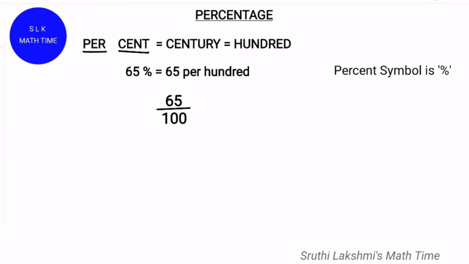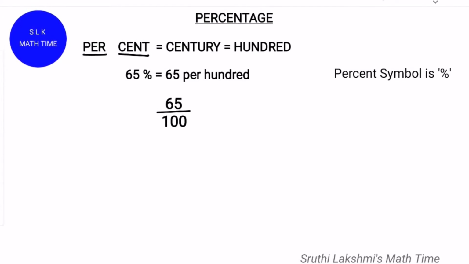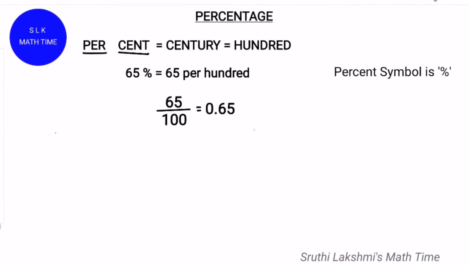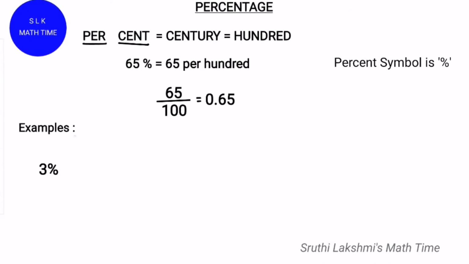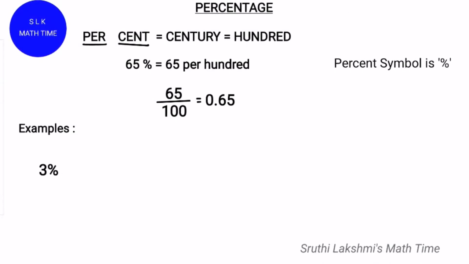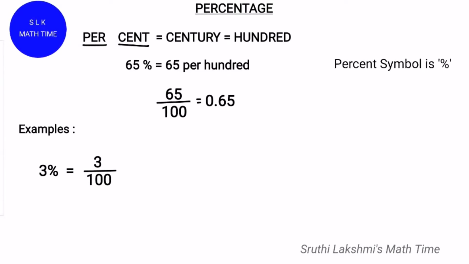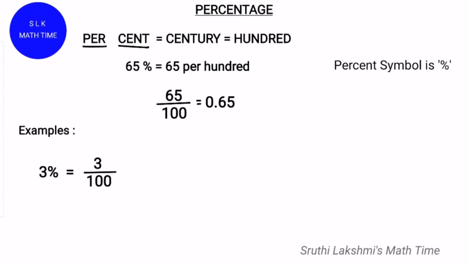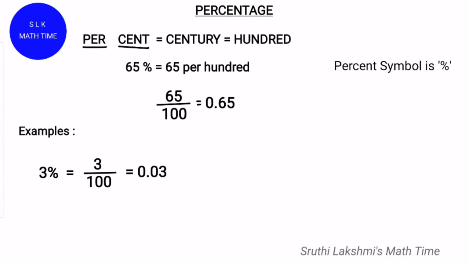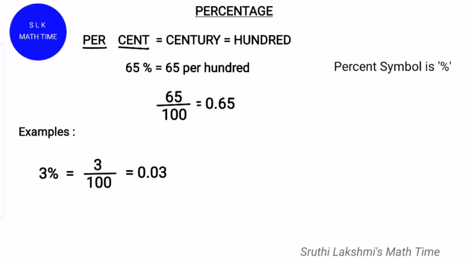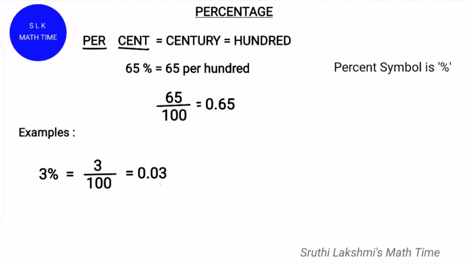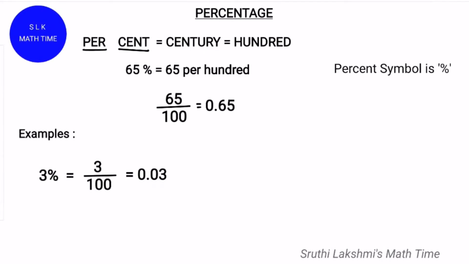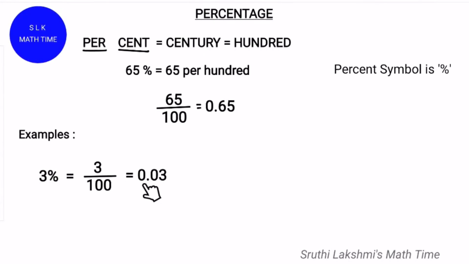When dividing by 100, just move the decimal point 2 spaces to the left. So 65 divided by 100 is 0.65. Let's try some examples. 3%. To get rid of the percent symbol, we do 3 divided by 100. Remember, when you're dividing by 100, move the decimal point 2 spaces to the left. So, since 3 is a one-digit number, we write 03 and put a decimal point. So, 3% is 0.03.